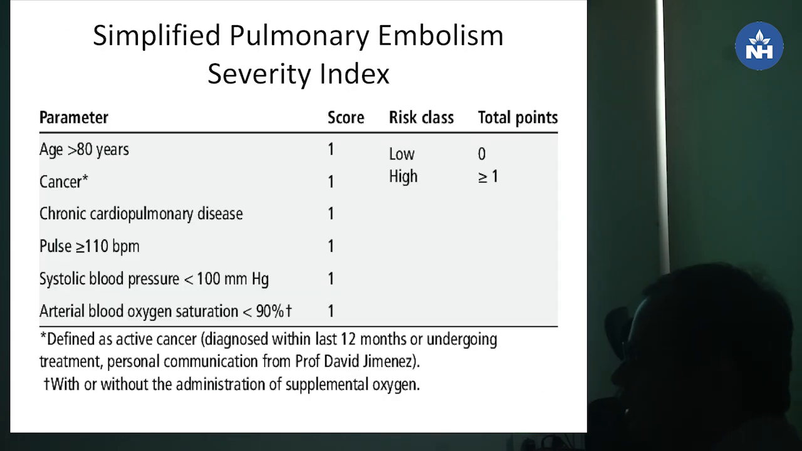Apart from the modified Wells score, there is the simplified pulmonary embolism severity index. It has a few parameters like age more than 80 years, active cancer that is less than 12 months or undergoing treatment, chronic cardiopulmonary disorder, pulse more than 110, systolic blood pressure less than 100 and arterial oxygen saturation less than 90%. It is divided into 2 classes, low and high risk. Low risk only if the score is 0 and high risk when score is more than or equal to 1.